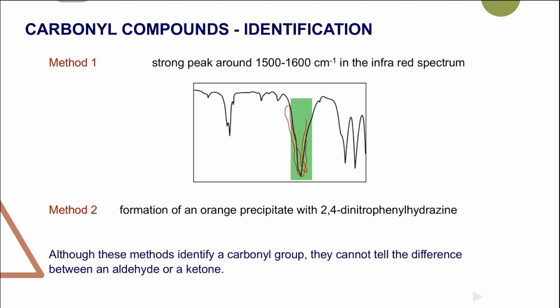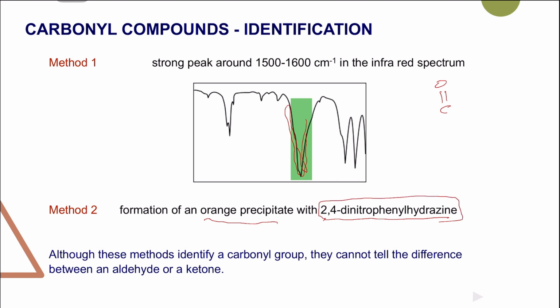You can also see that with carboxylic acid and carboxylic acid derivatives. So any compound that has a carbonyl group will show you this peak. The second method that can distinguish between aldehydes and ketones on one side and the carboxylic acids or carboxylic acid derivatives on the other side is the formation of an orange precipitate with 2,4-dinitrophenylhydrazine.